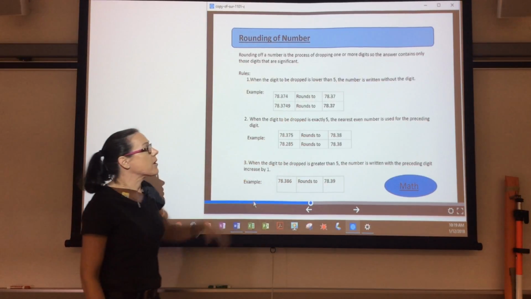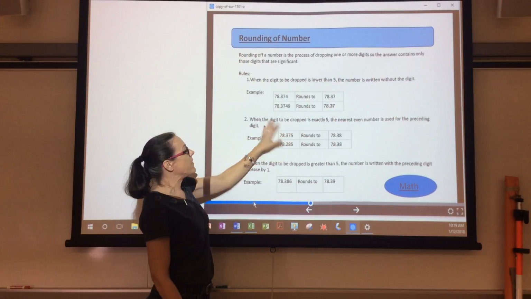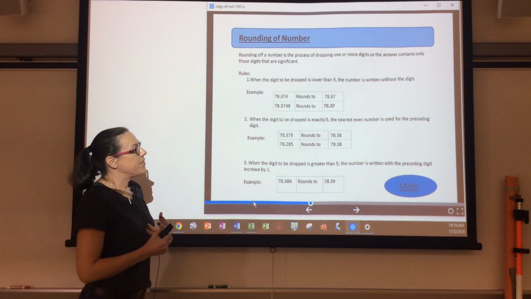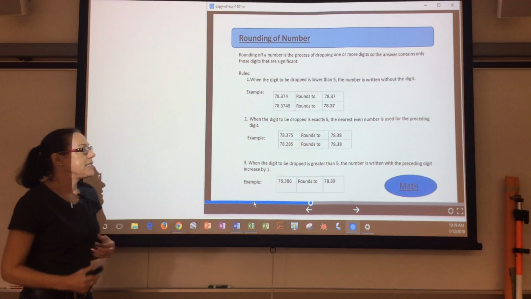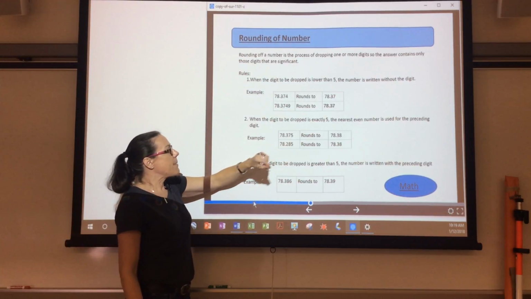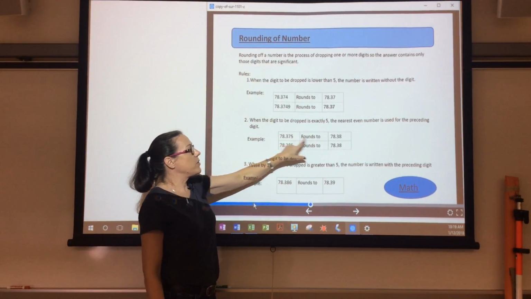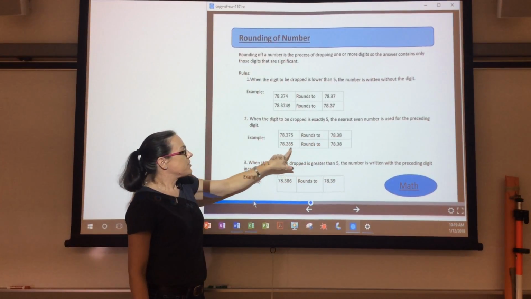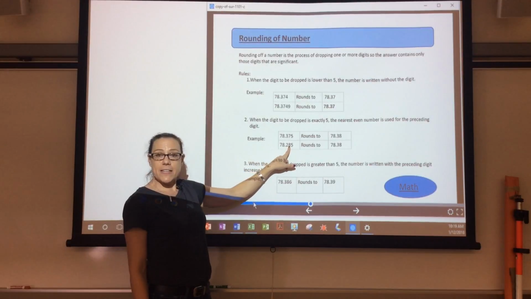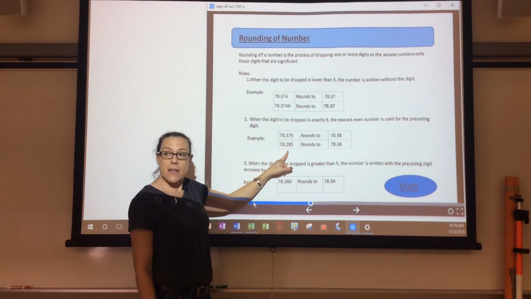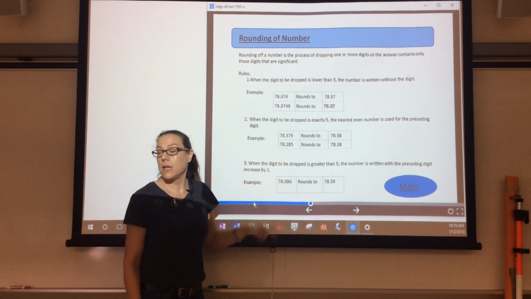All right. The second rule is if there is a 5. When the digit to be dropped is exactly 5, the nearest even number is used for the preceding digit. For example, 78.375, so if it's a 5, that one rounds to an 8. So in this one, 7 is odd, so it rounds to an 8. If it's an even number, it stays the even number.